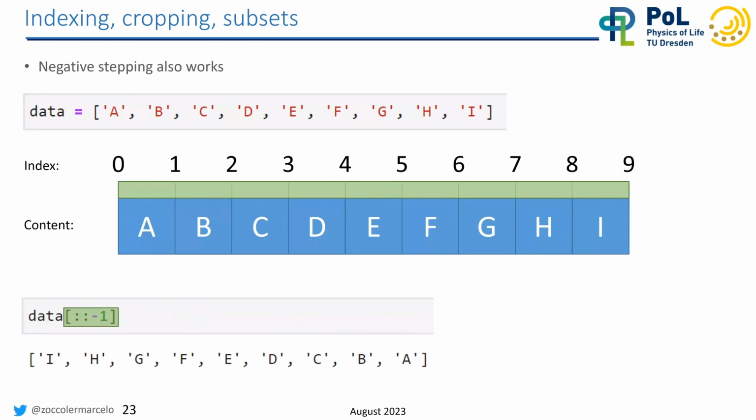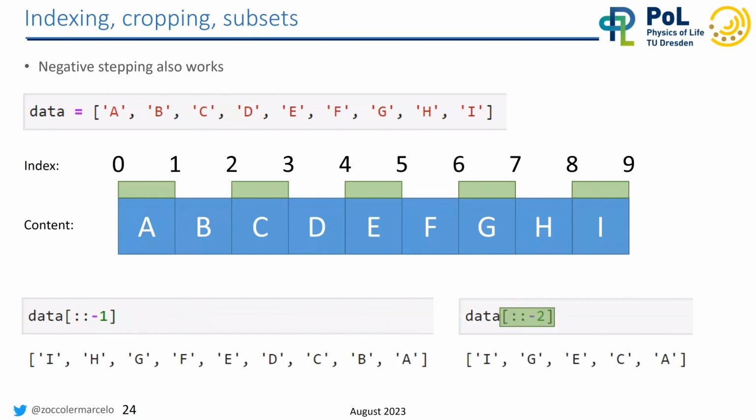And one very interesting and useful fact about this is that you can also put a negative step, and then it will basically reverse the elements. So the step is still 1, but because of the minus, it means it will basically go backwards. So you can easily reverse a list by applying this colon -1.